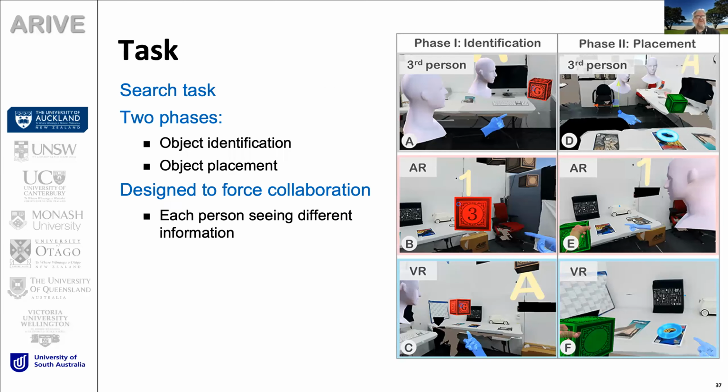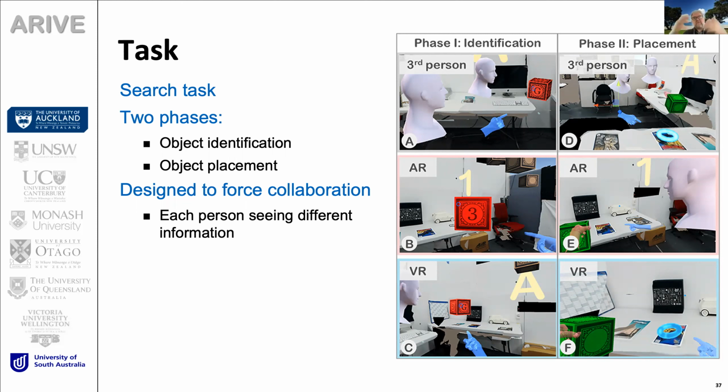In terms of the task, we had a search task, and people had to look around and see these virtual cubes floating in space, and the cubes had numbers or letters on them. So one person saw letters, the other person saw numbers, and they were told to find a cube with a certain number-letter combination. So they had to communicate with each other. In this case, for example, that might be looking for the cube G3. So one person would see the letter G, and the other person would see the number 3.